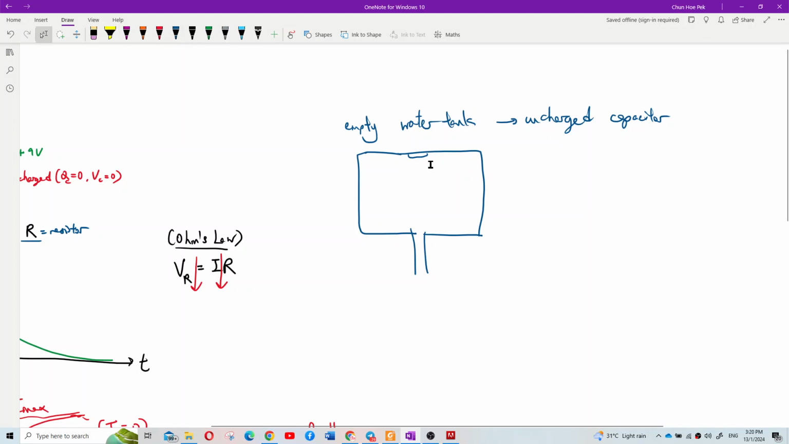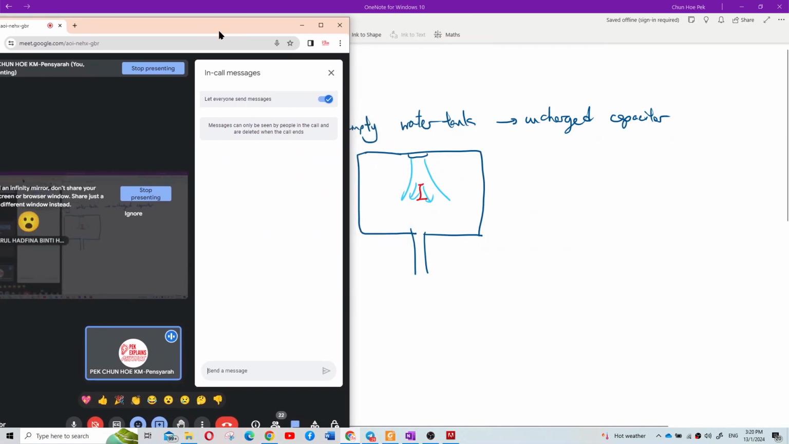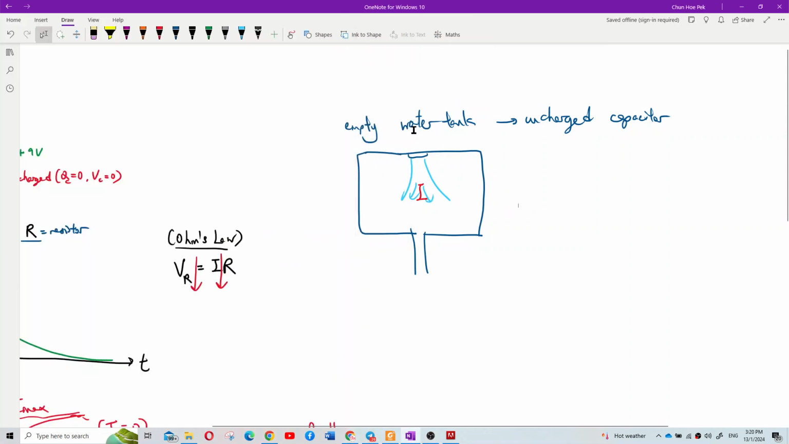So bila water tank itu empty, uncharged, of course air banyak masuk, betul tak? Air banyak masuk, atau tak ada air langsung kelas, ya? Kalau water tank become empty, of course banyak air masuk. Air itu maksudnya ialah current, betul tak? Understand? Air itu macam current. So when empty, uncharged, and uncharged means what?